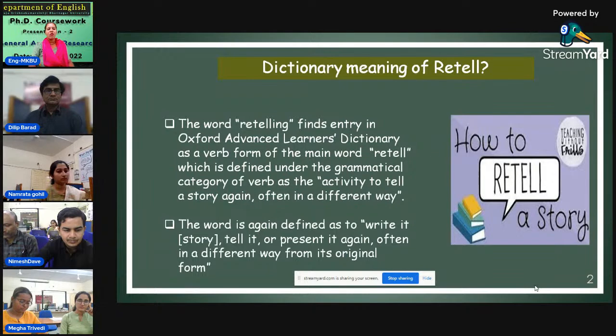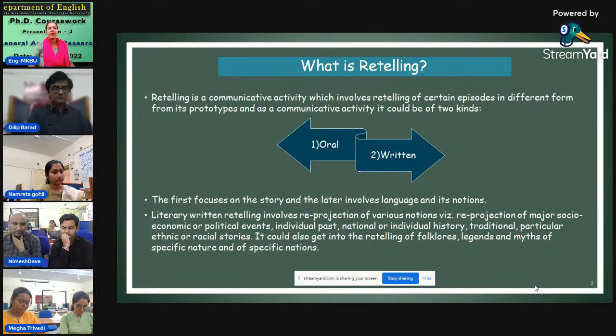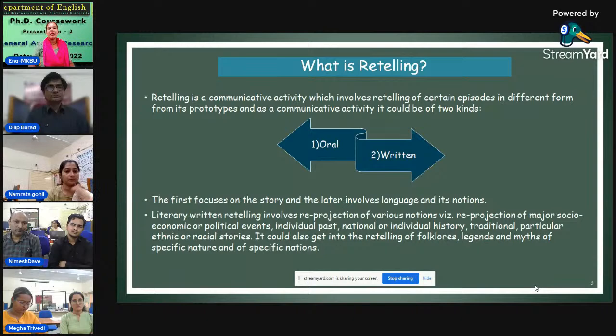What is retelling? Here I put the meaning of retelling. Retelling is a communicative activity which involves retelling of certain episodes in a different form from its prototypes, and as a communicative activity, it could be of two kinds. Here we can understand the word retelling: we can get the story of myth orally or through written form. The first focus is on the story, and the latter involves language and its notions.